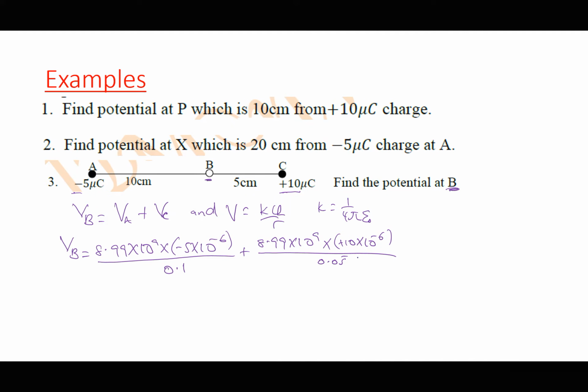Now you notice that it is only in potential where I'm including the positive and negative signs in calculation. Simply because potential is a scalar quantity, we cannot use the signs to predict direction. It is not necessary. So I'm pressing the calculator.